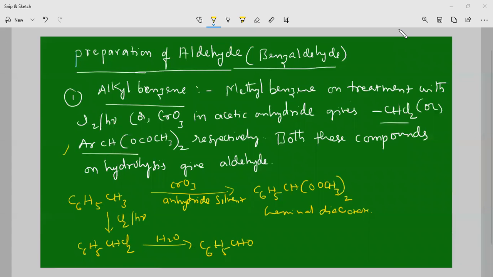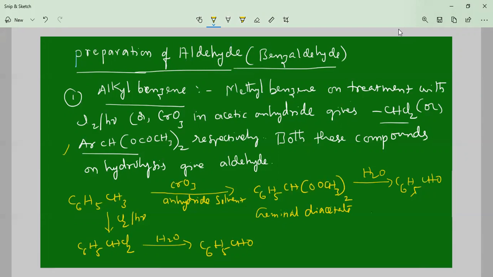So we will get a geminal diacetate. That's what we call it. This is geminal diacetate, which will be subjected to hydrolysis. After doing hydrolysis, we will get benzaldehyde, that is C6H5CHO. Hope you understand how we prepare benzaldehyde from toluene or methyl benzene.